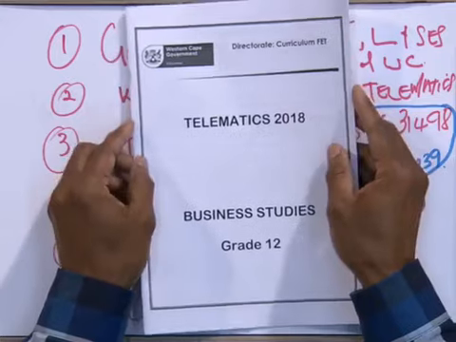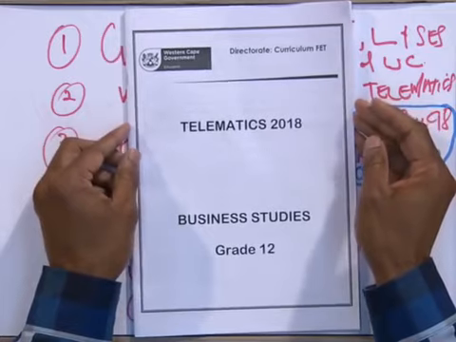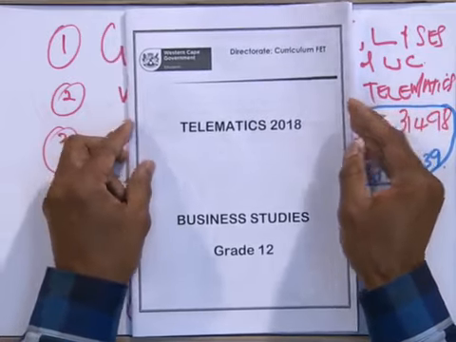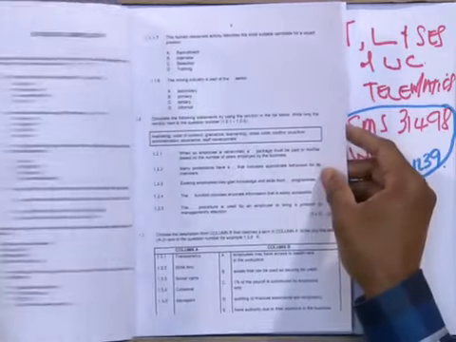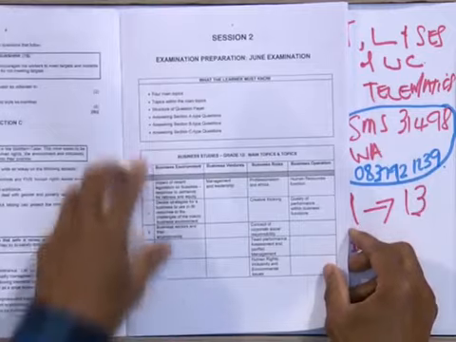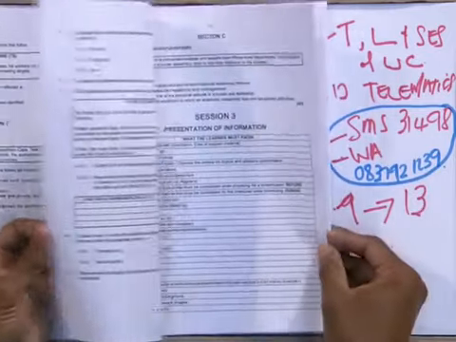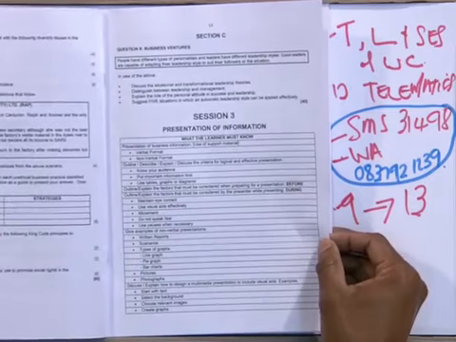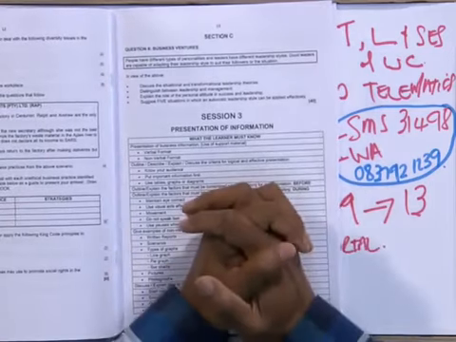Today's session will be dealt with mostly from the Telematics Business Studies Grade 12 booklet, and more specifically we're going to work from page 7, session number 2, until page 13, or page 12, or just the top part of page 13.